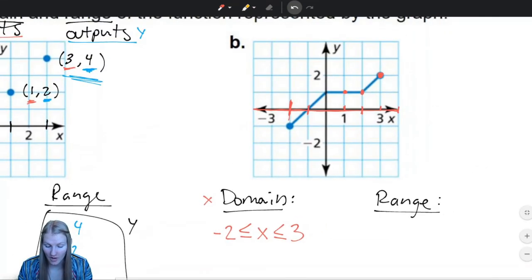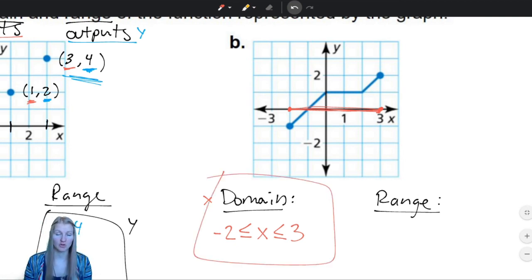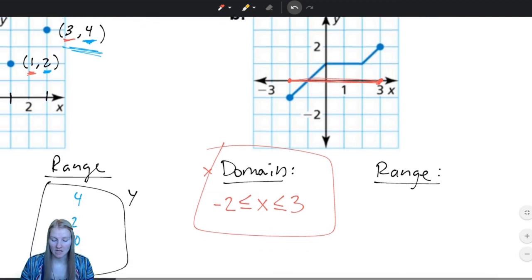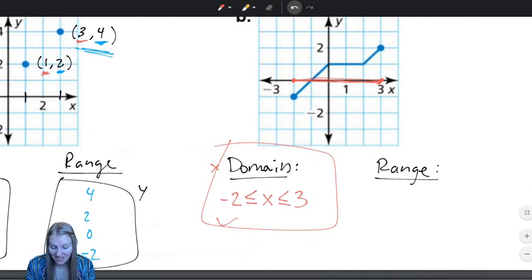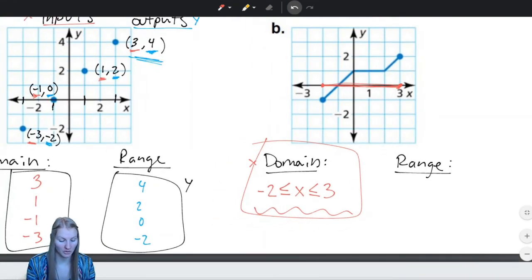And if we look at our graph, we can see that x is in between -2 and 3. These are all of the x values on our graph. And there you go. That is your answer for the domain. In part B, we have a set of numbers as our domain. Well, actually, in part A, we also have a set of numbers. But we have an inequality set of numbers in part B.